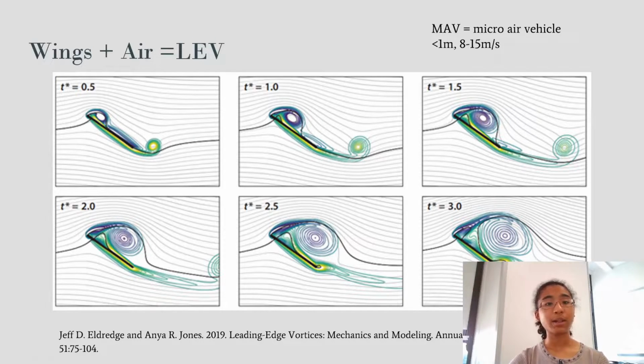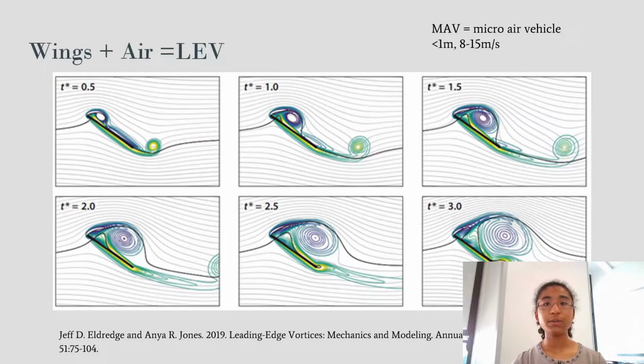LEVs can generate a lot of lift. However, they develop very quickly, with most of their effects waning after about 3 chord lengths of travel. This results in increased turbulence and less lift to be generated for the micro-air vehicles.